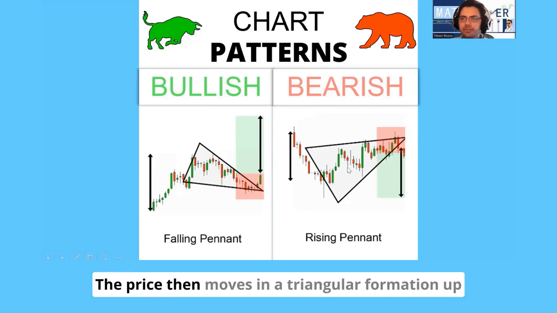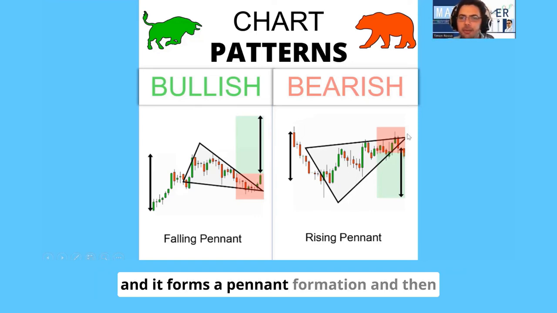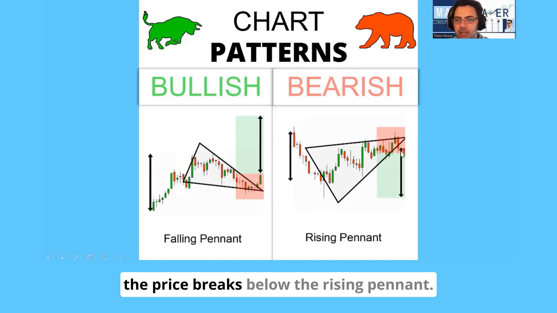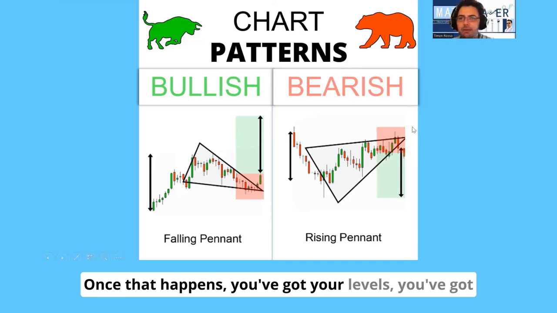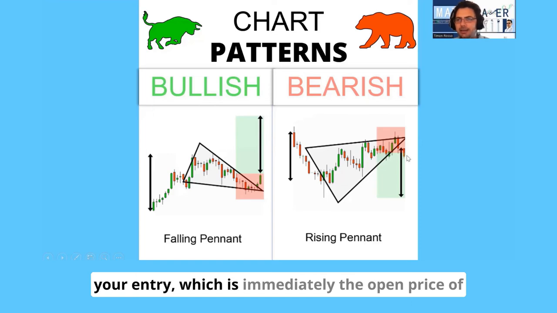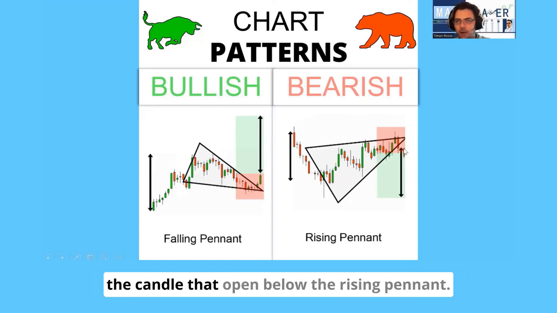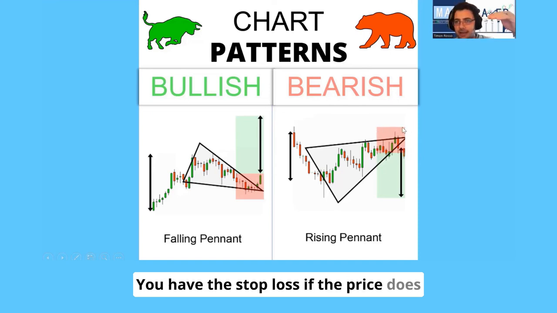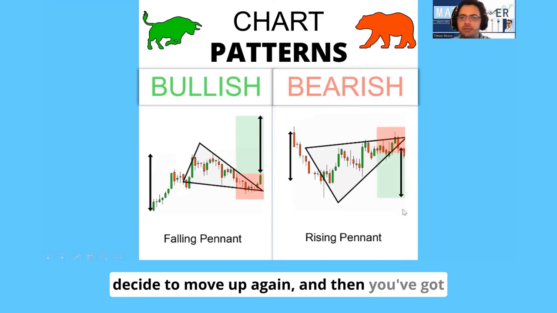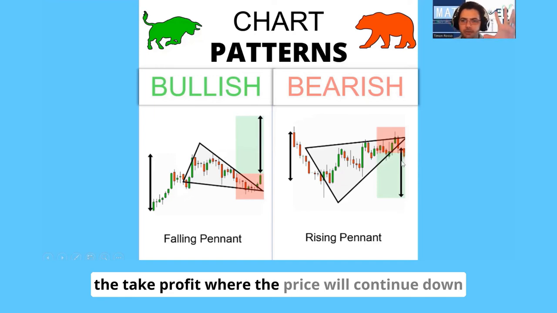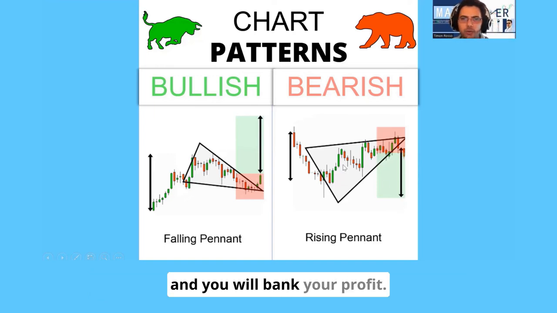The price then moves in a triangular formation up and it forms a pennant formation, and then the price breaks below the rising pennant. Once that happens, you've got your levels. You've got your entry, which is immediately the open price of the candle that opened below the rising pennant. You have the stop loss if the price does decide to move up again. And then you've got the take profit where the price will continue down and you will bank your profit.